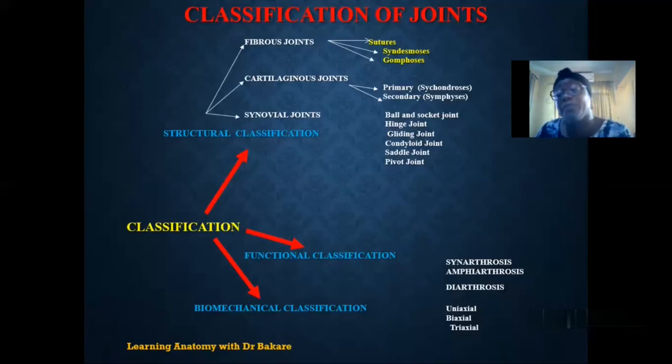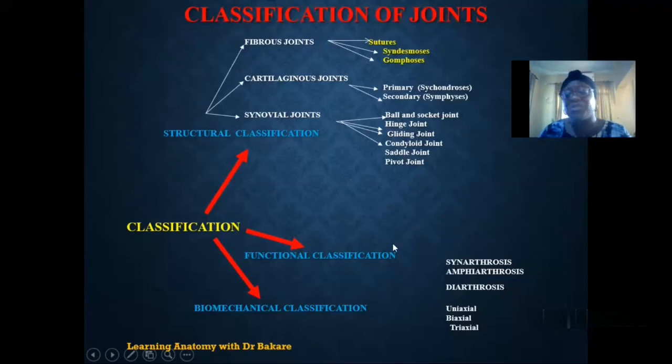Examples of synovial type of joint are the ball and socket type of joint that is seen in the shoulder region, or we have the hinge type of joint that is seen in the elbow, the gliding joint, the condylar joint, the saddle joint, or pivot joints. So these are the list of the subclasses of joints that we have under synovial type of joints.